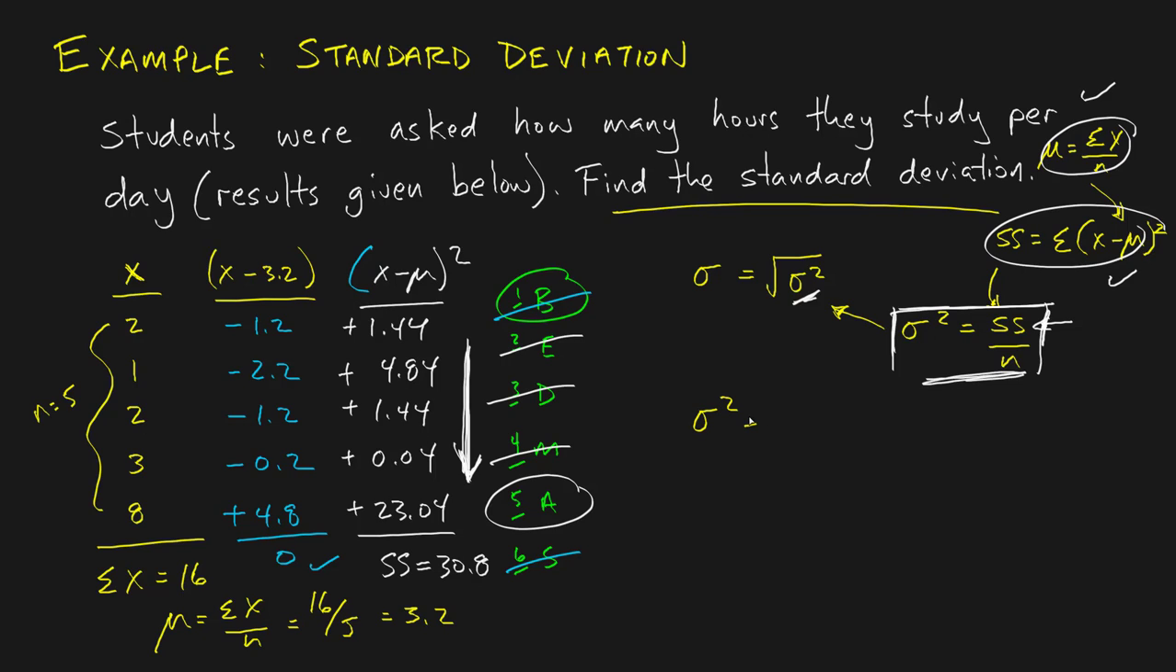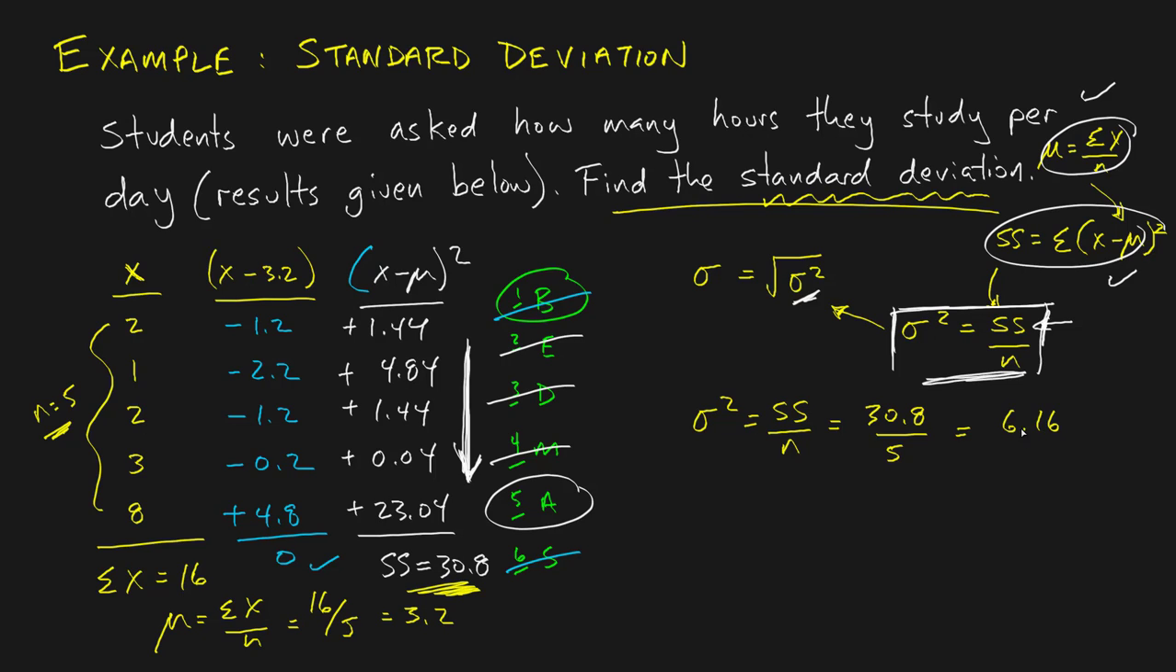So my variance, let me make a bit of room here. My variance is the sum of squares over n. The sum of squares we just worked out is 30.8. We know that n is 5. We have 5 observations. So our variance comes out to be 6.16. But they didn't ask for the variance. They asked us for the standard deviation. So we have to take the root of this value.